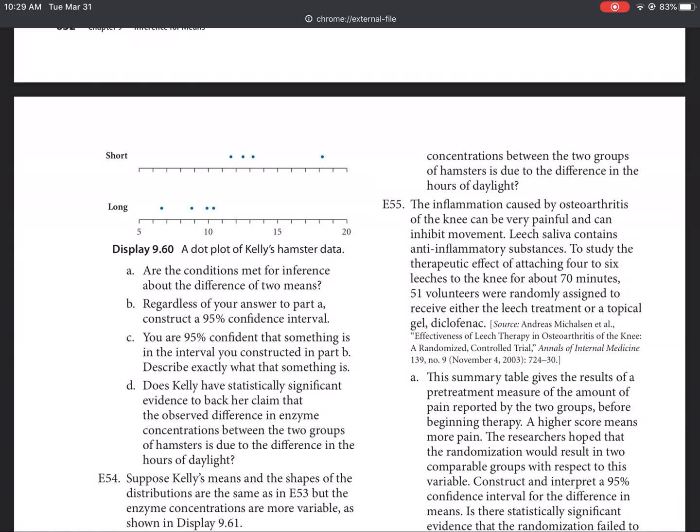So it says, are the conditions met for inference about the difference of the 2 means? So did she randomly assign the hamsters to these treatments? Yes, she did. So that part was good. Now, the sample size / normality. Well, this is where things get kind of interesting.